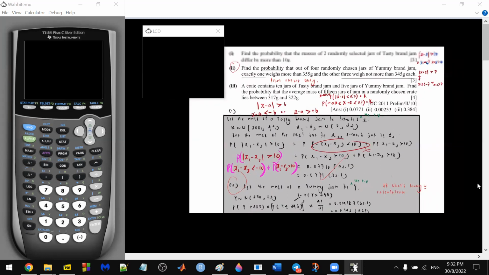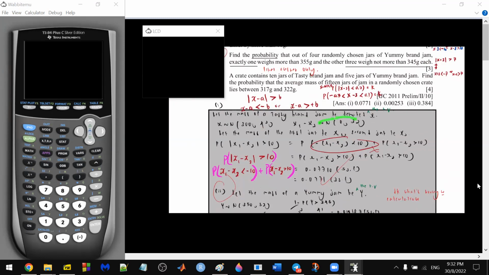Because I thought the probability is the same, so I just times 2. And in this case, let me see. What is x1 minus x2? Because it's N(0, 32). Yes, you got lucky because it is the same. Because the mean is 0, so it's symmetrical about the origin.